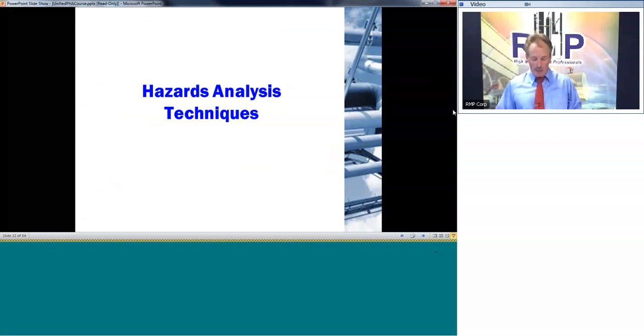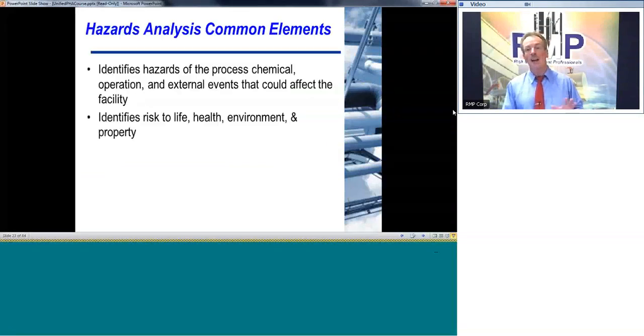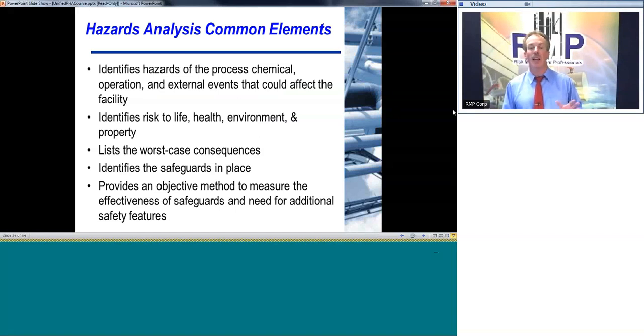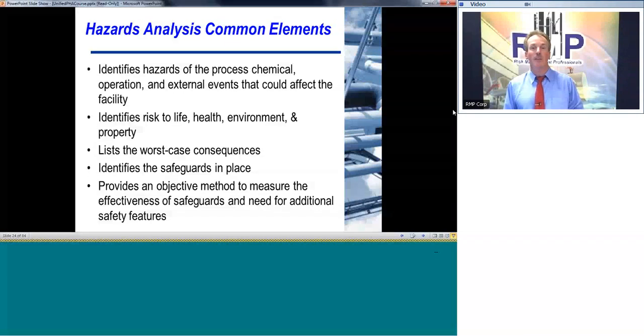Okay, so let's talk a little bit about the different hazards analysis techniques. We'll start with the facility level hazards analysis. Key common elements for all analyses are that they have to identify hazards to the process, to the chemicals, to operations, and also identify external events that could affect the facility. You have to identify the risk to life, health, environment, and property, as we mentioned before, list the worst case consequences, identify what safeguards are in place, and make sure that there's an objective method to put all this out, have the right people there who can make decisions, understand and identify whether the safeguards are effective or if additional safety features are needed. These are all common elements to an effective hazards analysis process.